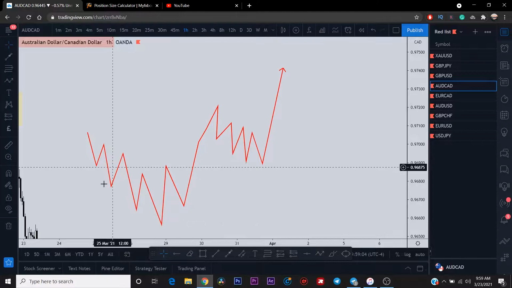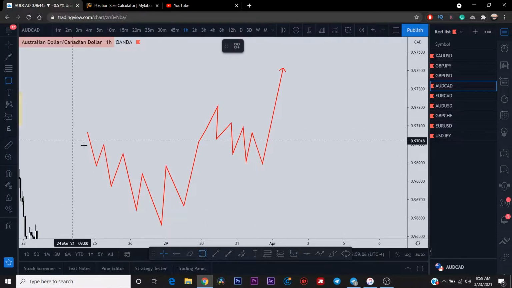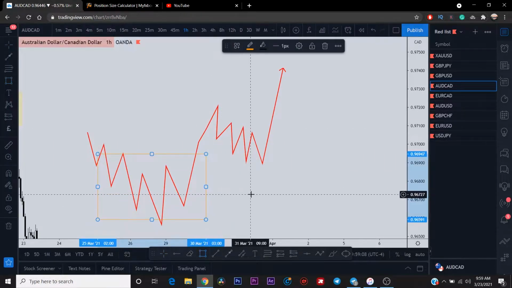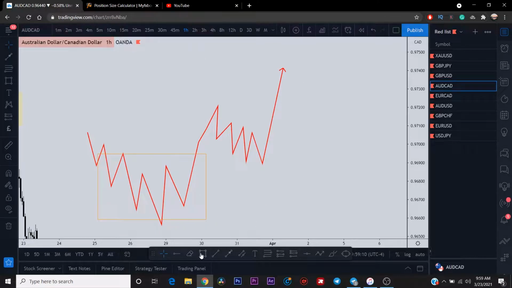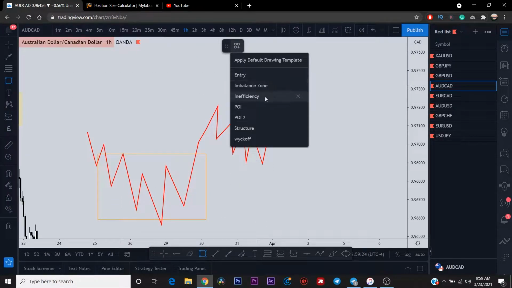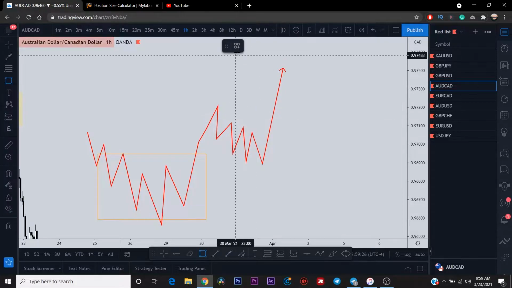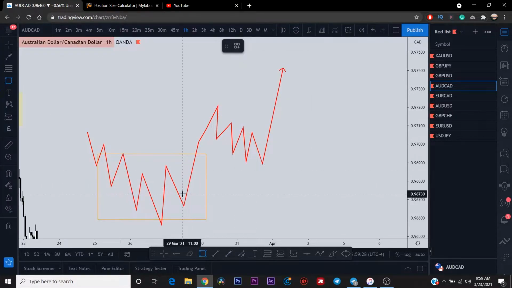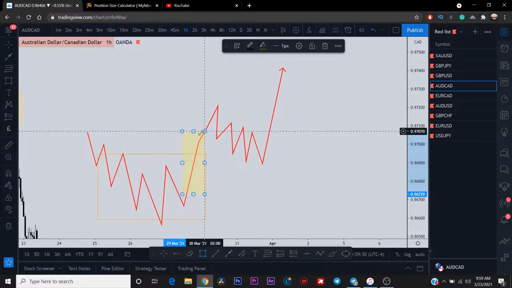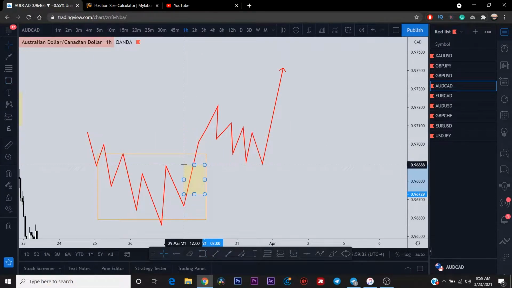So the market accumulated right here. This is a level of demand, right? Smart money traders and Wyckoff traders, you're familiar with accumulation and reaccumulation. This is known as a reaccumulation. This is a level of demand, yes, but you also know that you have this imbalance in between here.